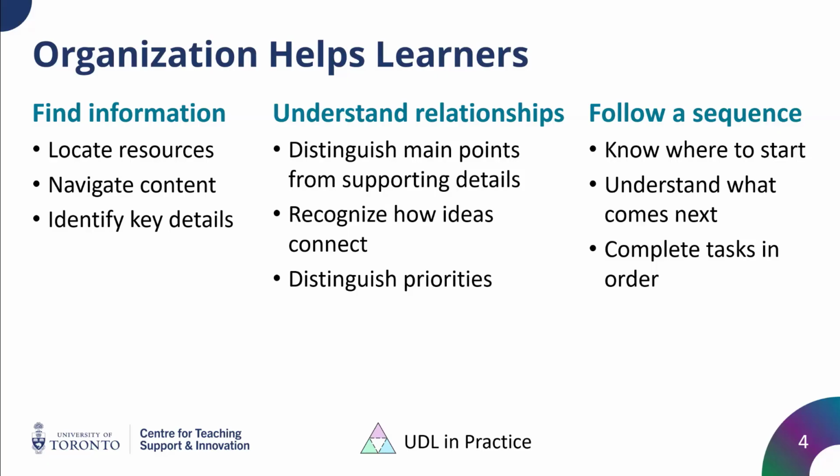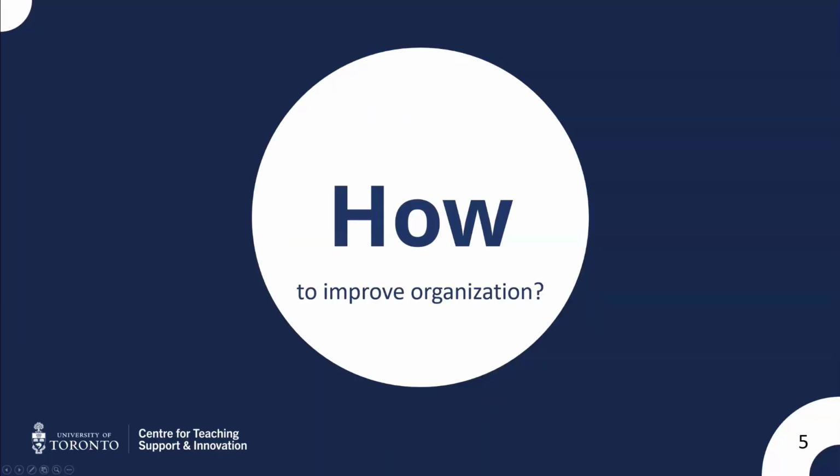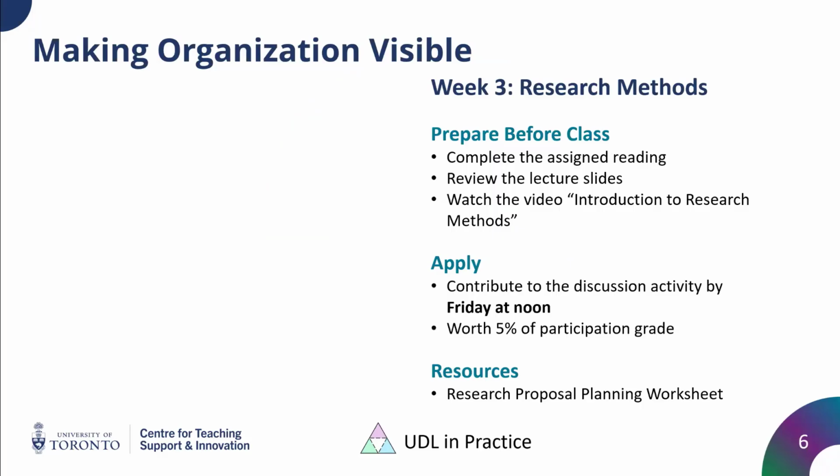When these elements are visible and predictable, learners can then spend less effort navigating and more effort engaging with the content itself. The good news is that improving organization often involves very small design decisions that can be applied across many different types of course materials. So how to improve organization? What I've done is I've taken our earlier example and broken down some of the design choices that make the organized version easier to navigate.